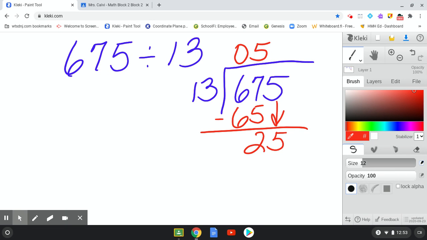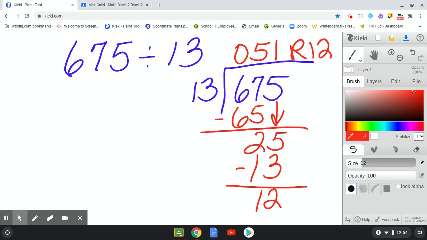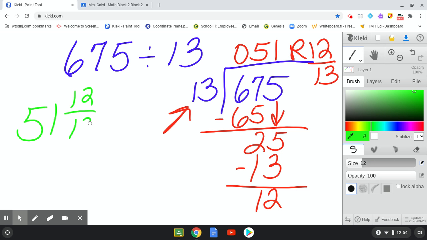13 goes into 25 one time. 1 times 13 is 13. And then I'm going to do 25 minus 13, which gives me 12. So instead of having an answer of 51 remainder 12, we are going to put the remainder in fraction form. So you would have 12 over, and then whatever your divisor number is, which here happens to be 13. So my final answer is going to be 51 and 12/13.